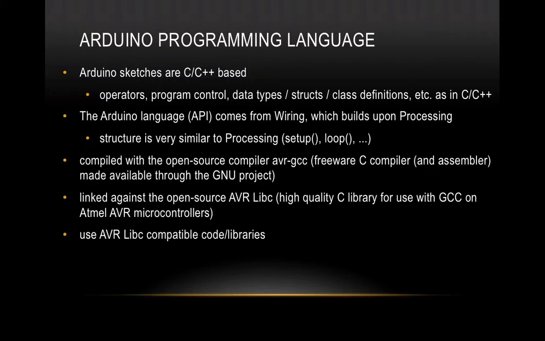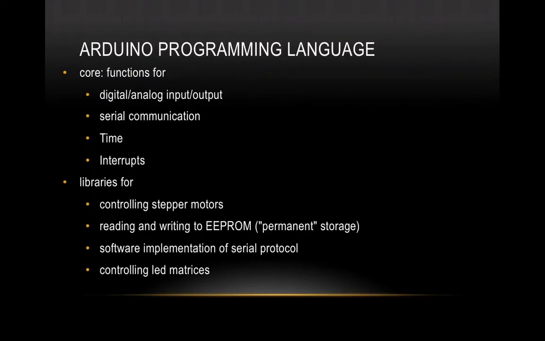The compilation process, when you write code in the Arduino programming language, is that a C compiler is invoked, which with the help of AVR libraries compiles the code to create hex codes, which are then pushed into the Arduino hardware.